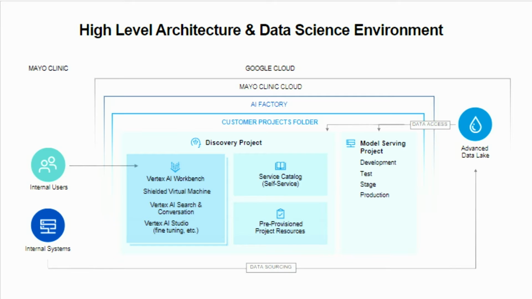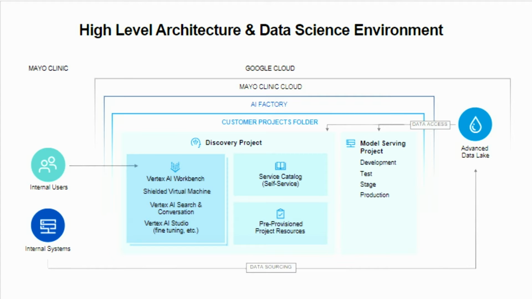Now let's take a look at the AI Factory architecture at a very high level. So this is a 30,000-foot view of AI Factory. In the top center, you see we start out with Google Cloud, then we go into the Mayo Clinic Cloud, MCC. Within Mayo Clinic Cloud, we have AI Factory, Advanced Data Lake, and Cloud App Factory. Within AI Factory, users are provisioned with a customer project folder, which contains discovery projects and their model serving projects.